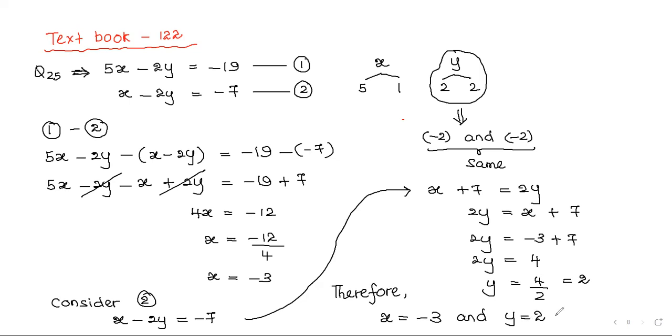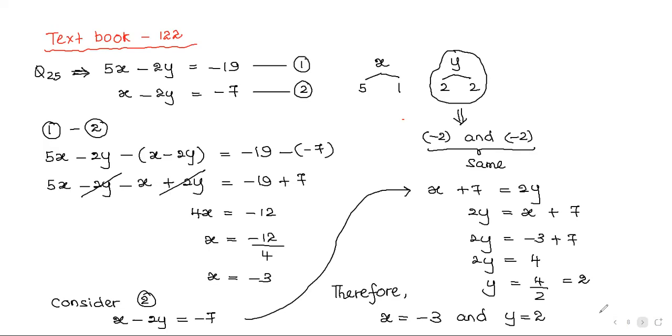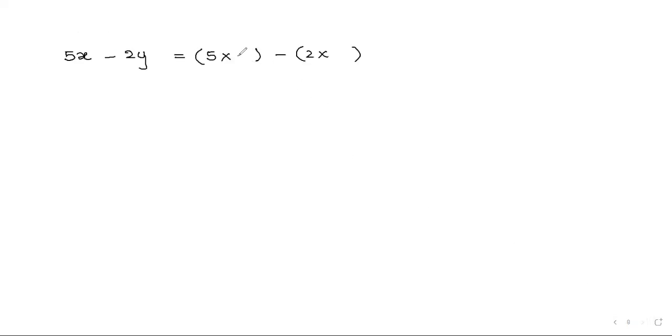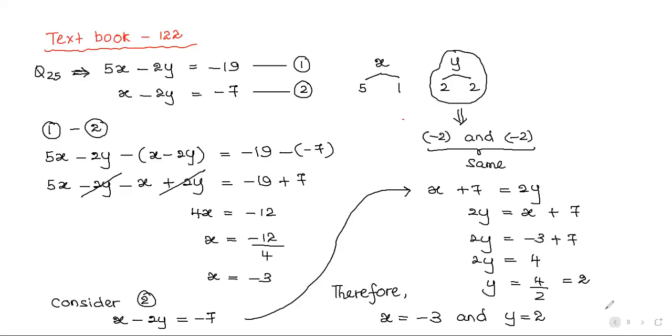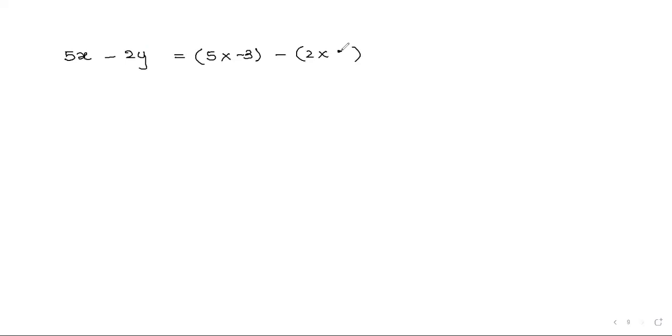Now, if you are not sure about your answers, what you can do, children, is this: I considered equation 2 for my second calculation. So now I take equation 1, that is 5x minus 2y, right? I take 5x minus 2y and substitute the values I found for x and y. So we will see what values I got. The x value I got is negative 3, therefore here I write negative 3. Then the y value I got is positive 2. Here I write positive 2.